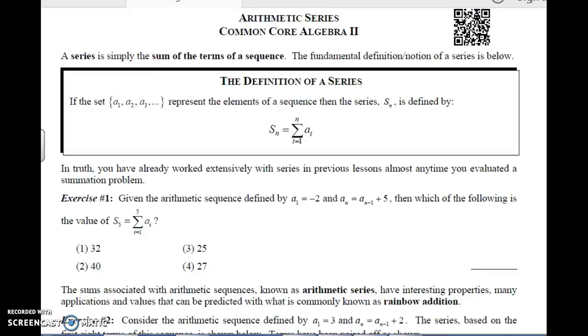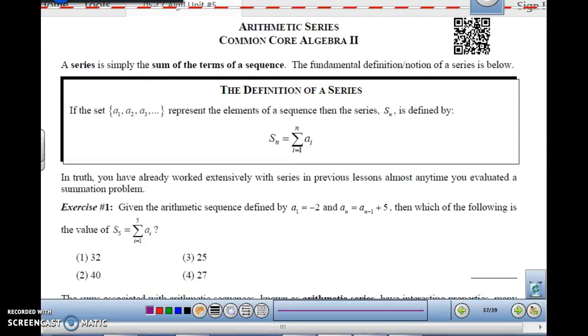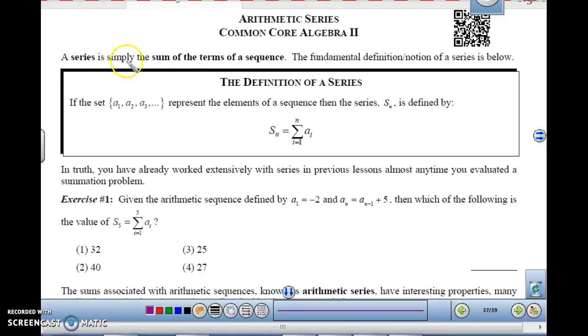This is Algebra 2, Unit 5, Lesson 4 on Arithmetic Series. Now, a series is simply the sum of the terms of a sequence. The fundamental definition of a series is below.